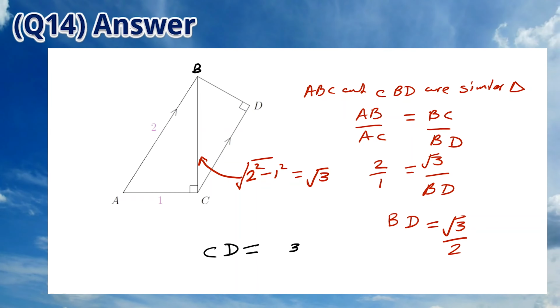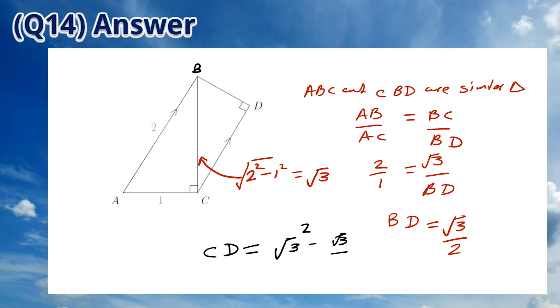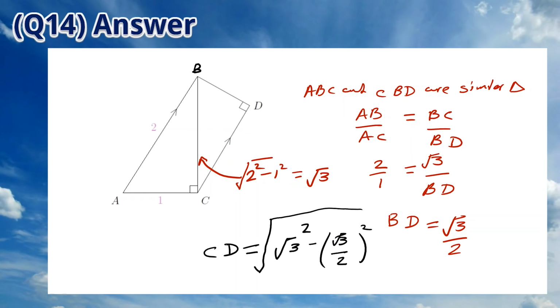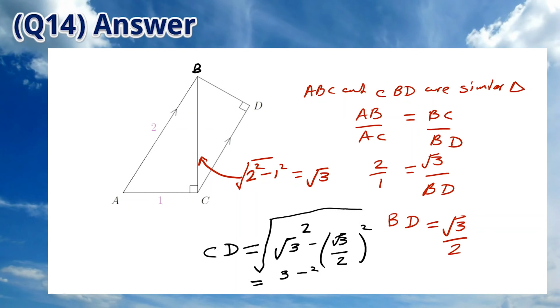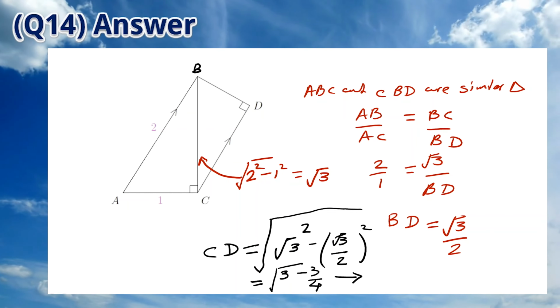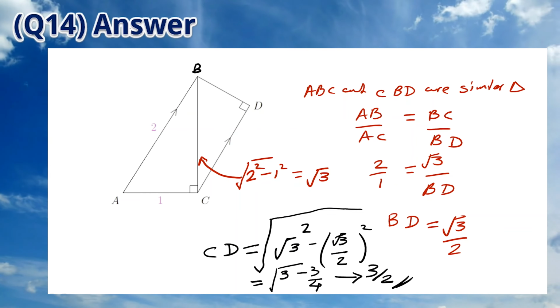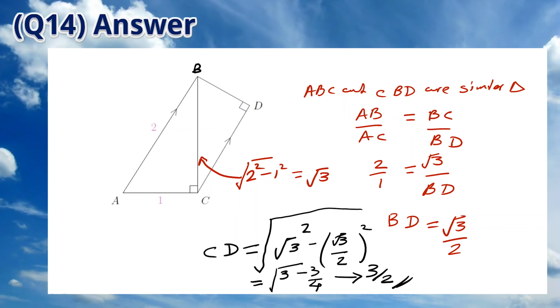Once again, by using Pythagorean theorem, we can find the length of CD. We can simplify it to get that CD is equal to 3 over 2. This means that the answer is B.